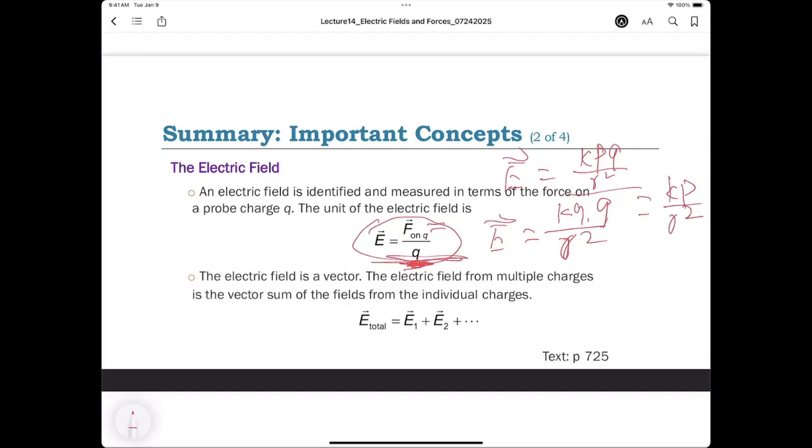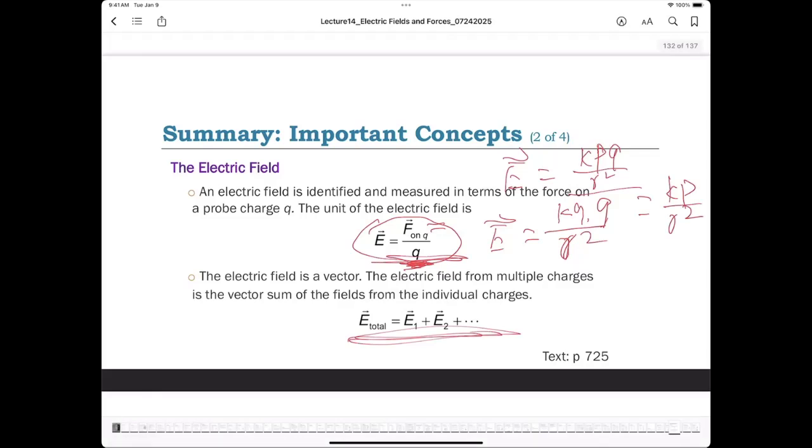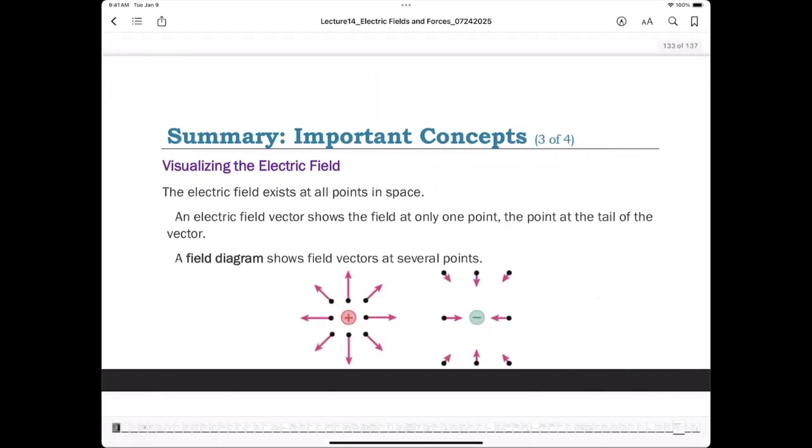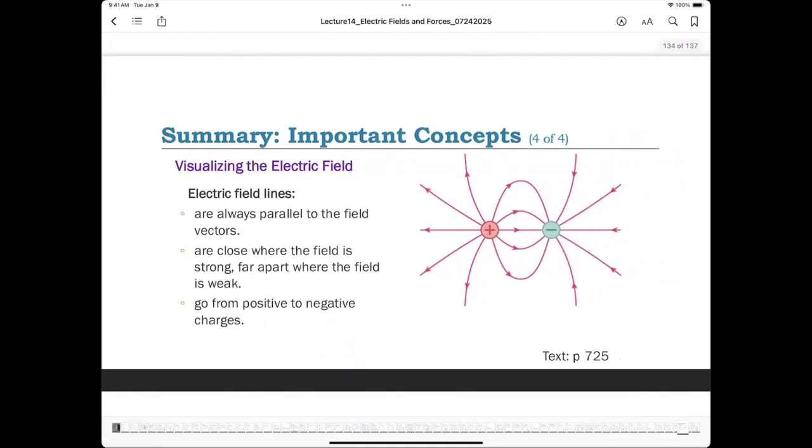And the electric field is a vector. The electric field from multiple charges is the vector sum of the fields from the individual charges. It's similar to the force. And visualizing the electric field: the electric field exists at all points in space, but we cannot see it. It is invisible, but it exists. An electric field vector shows the field at only one point, the point at the tail of the vector. A field diagram shows the field vectors at several points. This is for the positive, this is for the negative, and we use electric field lines to represent the electric field. The electric field lines are always parallel to the field vectors, close together where the field is strong, far apart where the field is weak, and go from positive to negative charges.